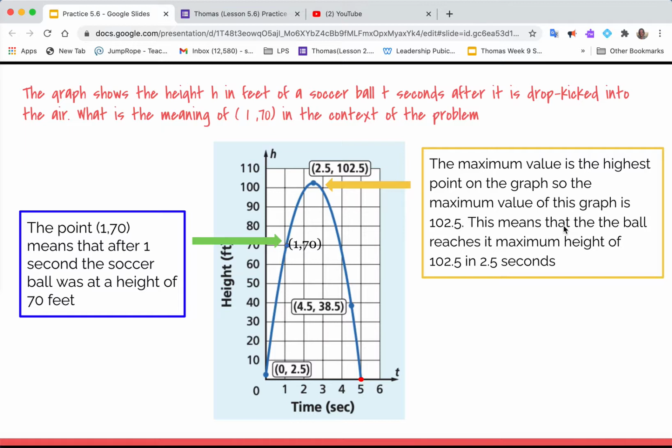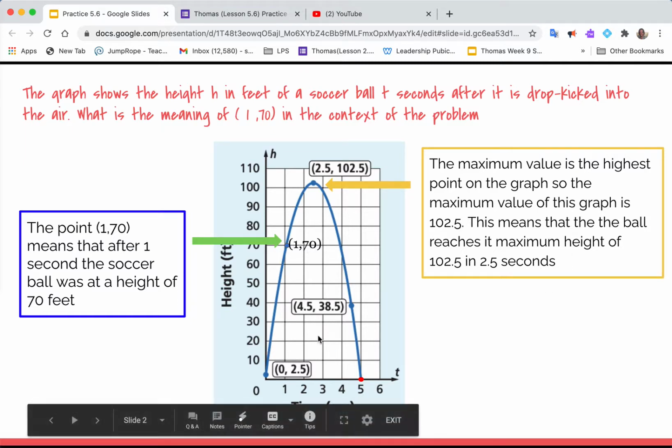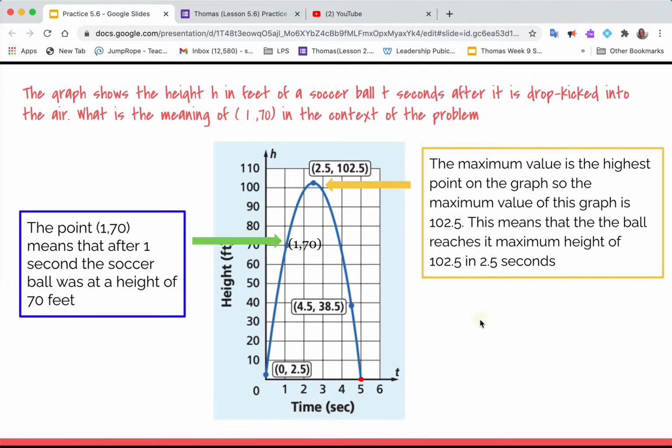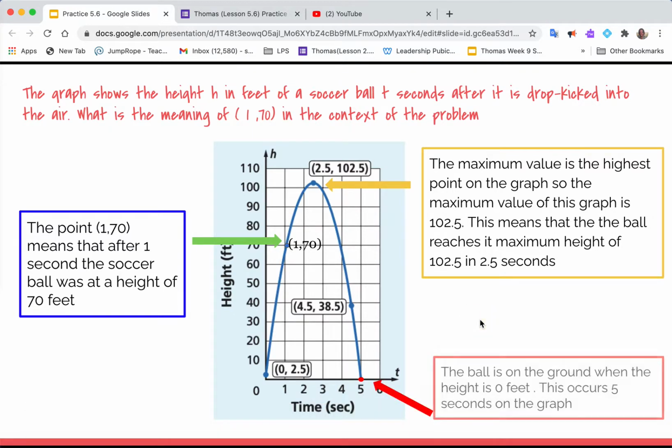The last question that we had to answer for this question says, at what time is the ball on the ground? And so if we're thinking about height, on the ground means that the height is 0 feet. So when is the graph showing 0 feet? That is only happening at 5 seconds. So we can see that the ball is on the ground when the height is 0 feet, and in this case, this occurs at 5 seconds on the graph.